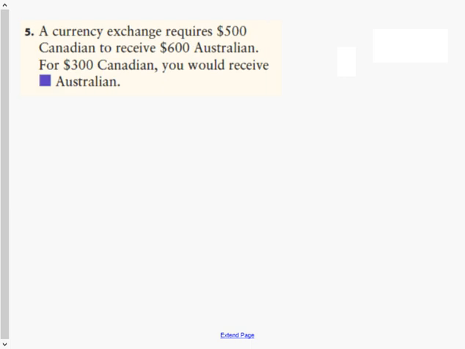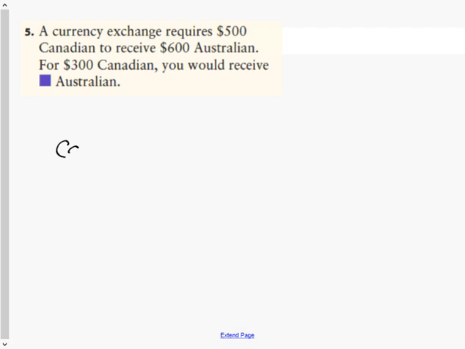Question 4, we could skip. Question 5, it says a currency exchange requires 500 Canadian to receive 600 Australian. If I showed you that question 3 months ago, none of you would think about solving it using proportional reasoning, right? Now what we're trying to do is ingrain in you that number sense that says, you know what, I can solve this proportionally. I can make a proportion here.